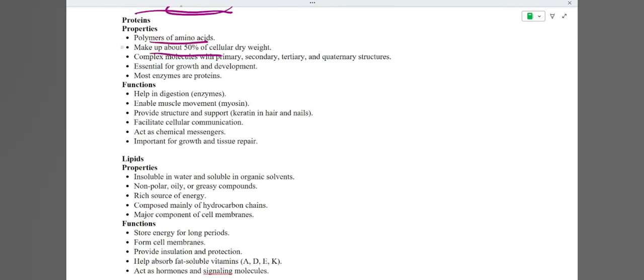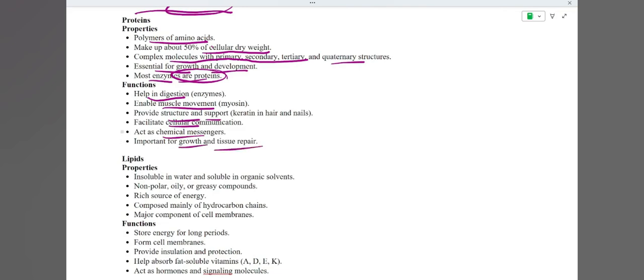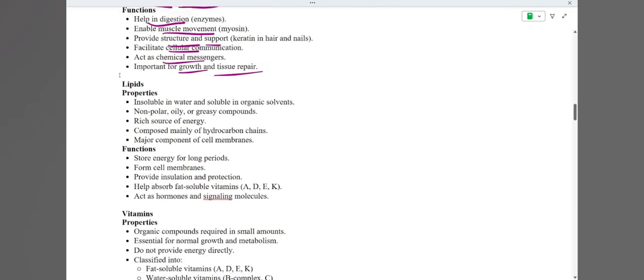Next, proteins are polymers of amino acids. They make up to 50% of cellular dry weight. They are complex molecules with primary, secondary, tertiary and quaternary structures, and are essential for growth and development. Most enzymes are proteins. They mainly help in digestion, muscle movement, structure and support. They also help in cellular communication, acting as chemical messengers, and are important for growth and tissue repair. Next is about lipids.